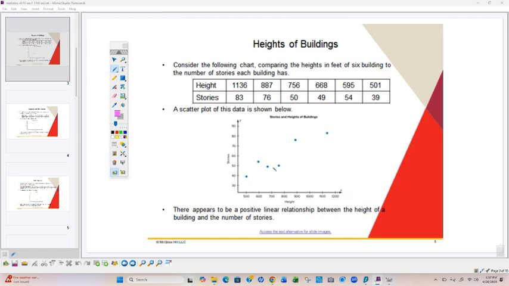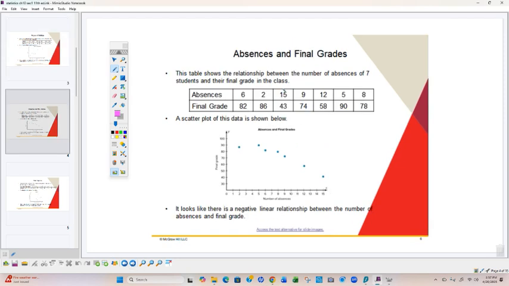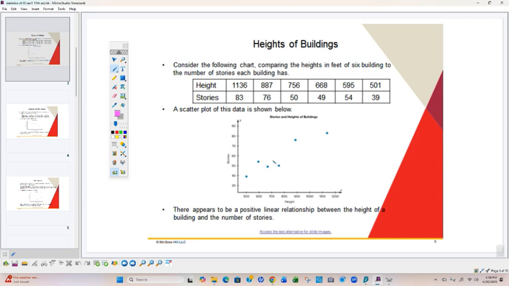So we're going to figure out the correlation coefficient for this in a minute. I just wanted you to see that. Here's another one we're going to do, absences and final grades. Okay, so here's the number of absences, here's the final grades. Now you'll notice in the previous example, as the height went up, the stories went up. This is called a positive linear relationship.